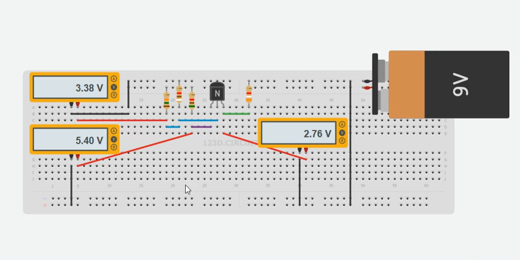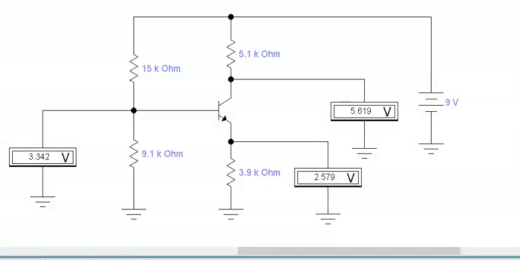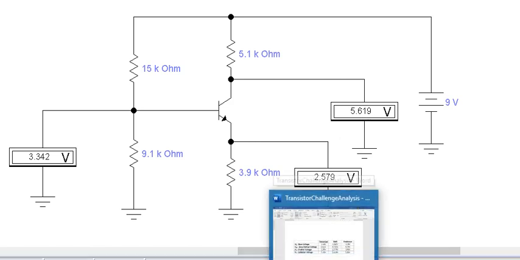Tinkercad, and Tinkercad says the base voltage is 3.38 volts, the emitter voltage is 2.76, and our collector is 5.4 volts. Now when I switch over to Electronic Workbench, it says the base voltage is 3.34 volts. The emitter voltage is 2.58, and our collector is 5.6. So I thought, well, let's see what our predictions do.